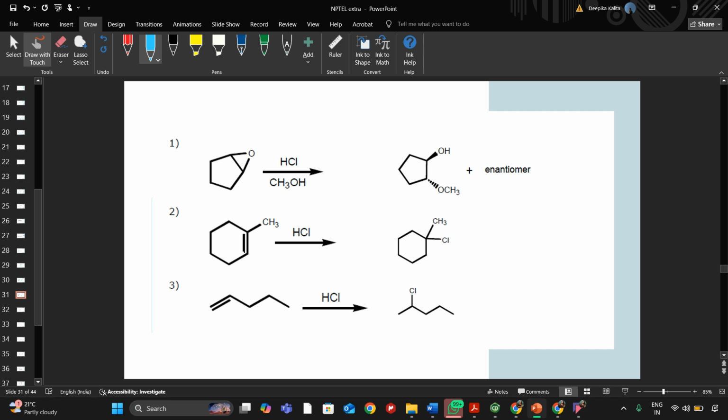For the next question as well, this double bond is going to extract a proton from here, and carbocation will form at this position, and we will get the chloride trapped product, which will be this one.